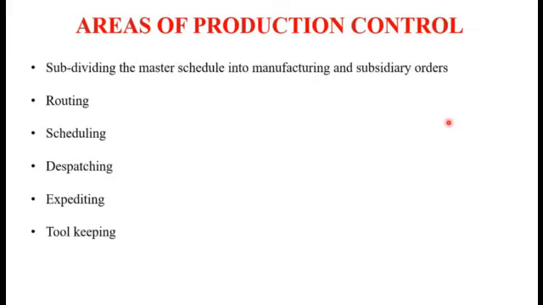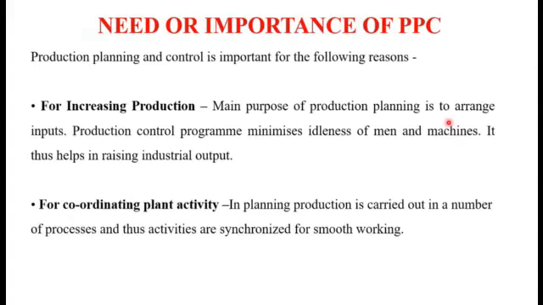Now, areas of production control. Production control can be used in subdividing the master schedule into manufacturing or subsidiary orders. The master production schedule can be subdivided into various schedules according to their requirements and capacity, and production control can help in that. Then in routing, scheduling, dispatching the final finished products, then expediting, then tool keeping and tool supplies. In these areas, production control can be helpful.